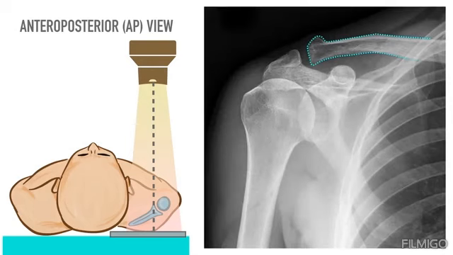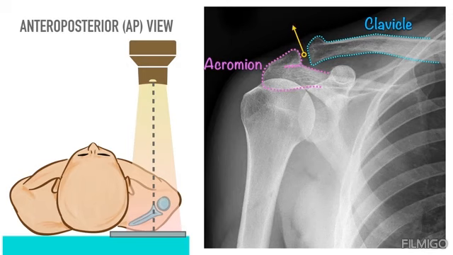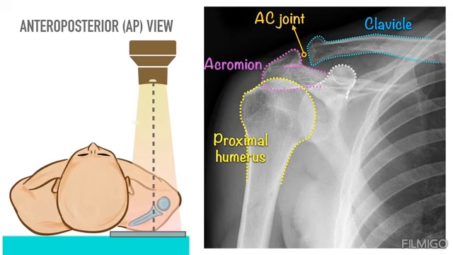This shows the clavicle, acromion, and a good view of the acromioclavicular joint. The proximal humerus is also visible well. However, since the glenohumeral joint is normally anatomically tilted around 30 degrees anteriorly, this projection results in overlap of glenoid and humeral head.